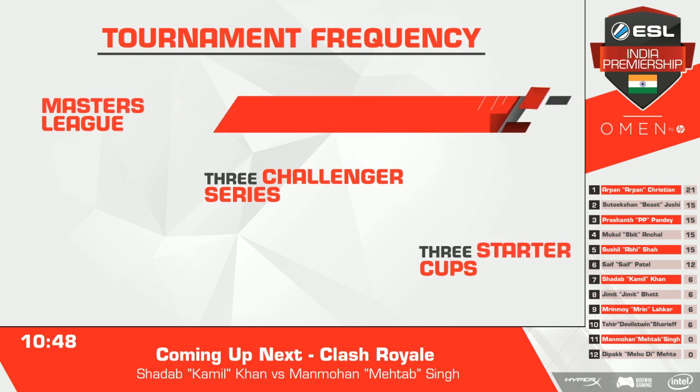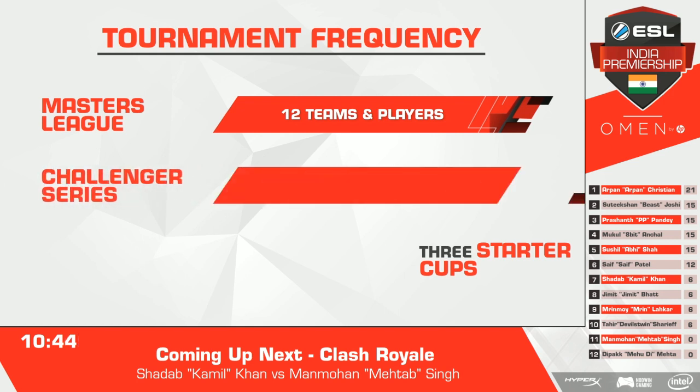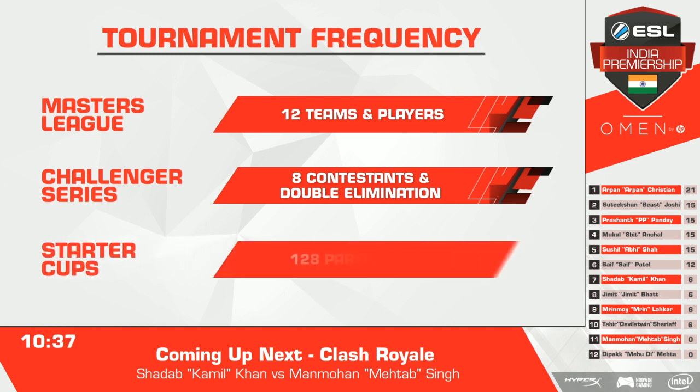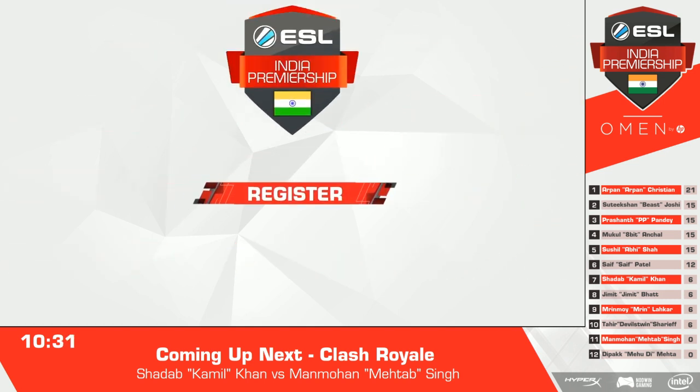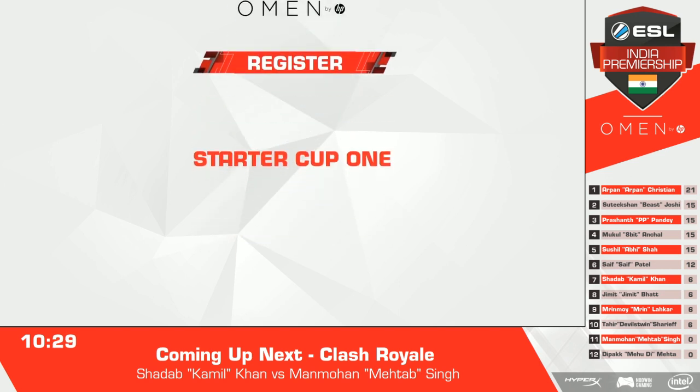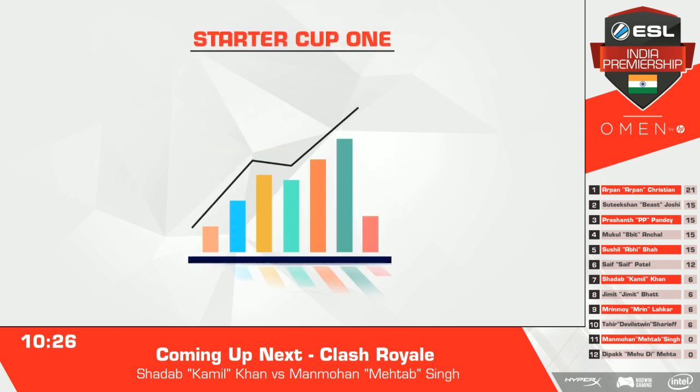The Masters League now hosts 12 teams and players. Meanwhile, the Challenger Series has 8 contestants and follows a double elimination format. Finally, the Starter Cups are now limited to only 128 participants, so make sure you register for the Premiership now. Once you register for the Starter Cup 1, you'll have to fight your way to the top.